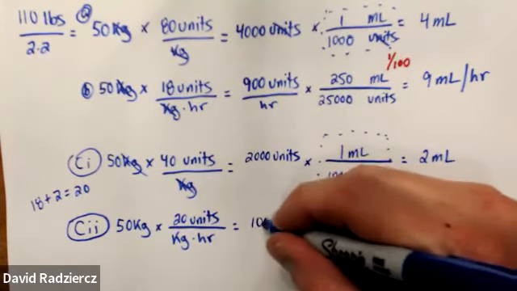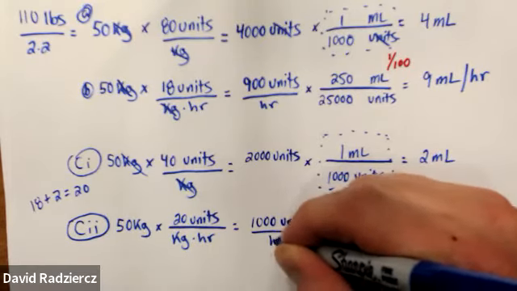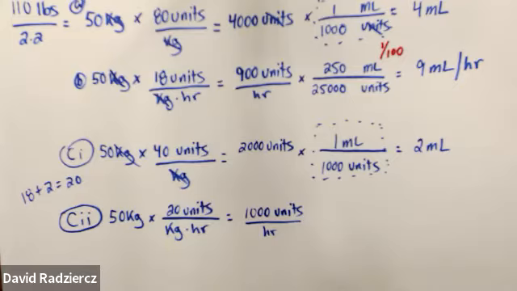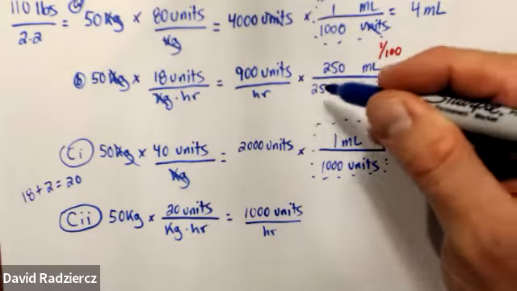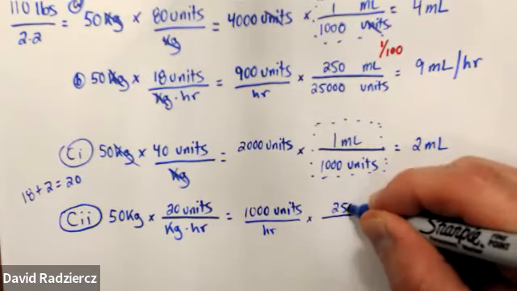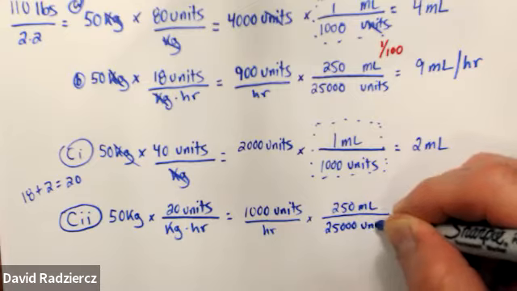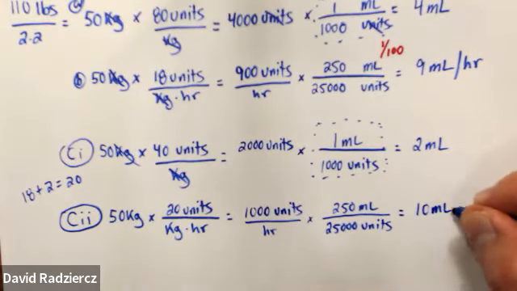That equals 1,000 units per hour. And again, I don't want units per hour, I want milliliters per hour. So I'm going to use that information that's here, the 250 ml per 25,000 units. And you're going to get 10 milliliters per hour.